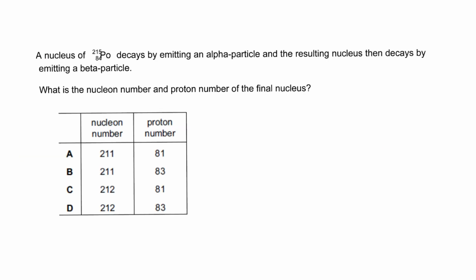Now the last question is similar. You start with an unstable nucleus. It will undergo alpha emission first. Let it be your X here plus an alpha, which is 4, 2. So this will become 211. Just double check here: 211 plus 4, 215, correct. And for the proton number, this will be 82.